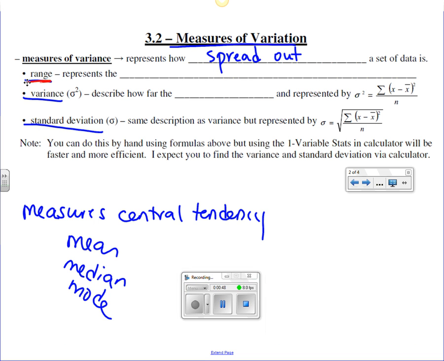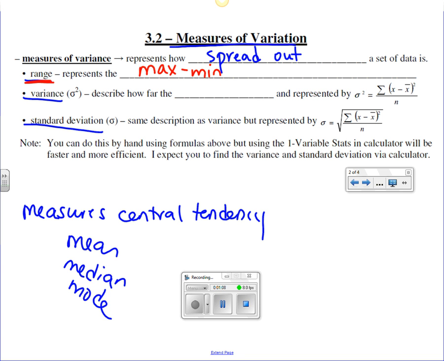Range, we did this a lot in Math 1. How do you get the range? Good. Max minus min. It is the largest minus the smallest. The range is the max minus min. Okay?